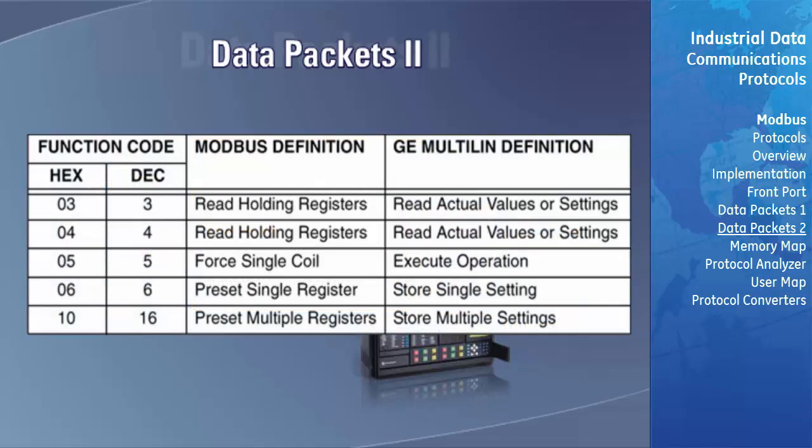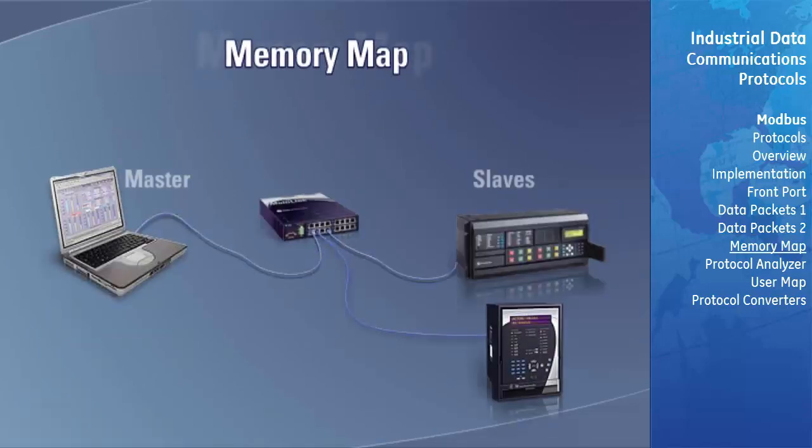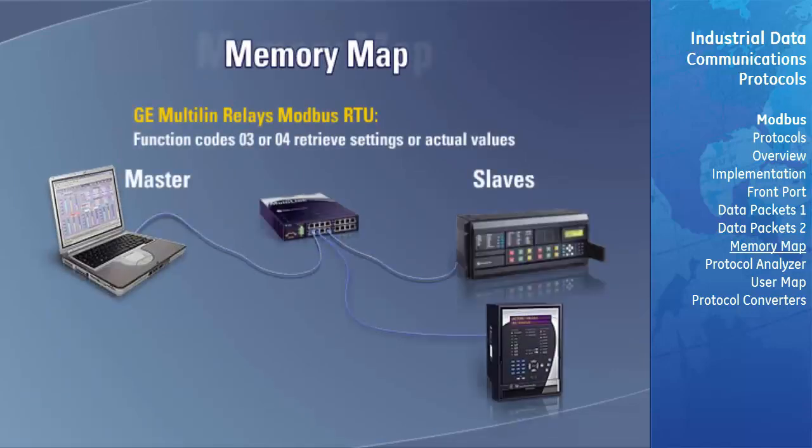Modbus officially defines function codes 1 through 127, although only a subset is generally needed. GE Multilin relays support the functions listed in this table. Within the GE Multilin relays' implementation of the Modbus RTU protocol, either function code 03 or 04 can be used to retrieve settings or actual values.